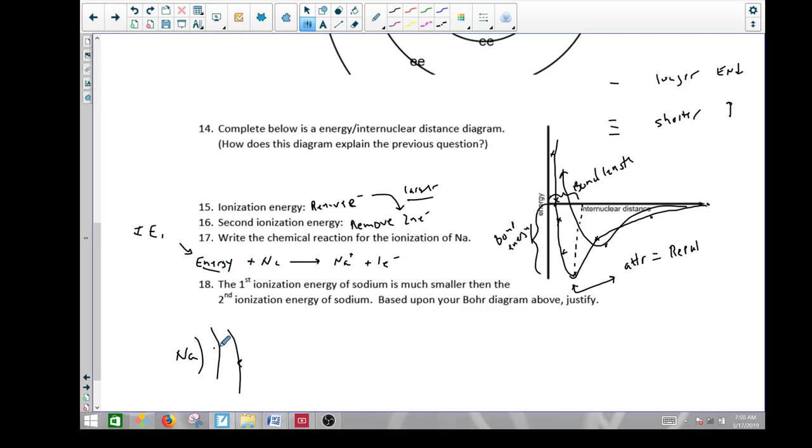To pull the second one off, it would be located right here. And it's not just close, it's much, much larger. The reason why is because that electron is in a closer energy level. And you'd always want to reference Coulomb's law whenever possible. Therefore, we have increased Coulombic attraction, and it takes more energy to remove.